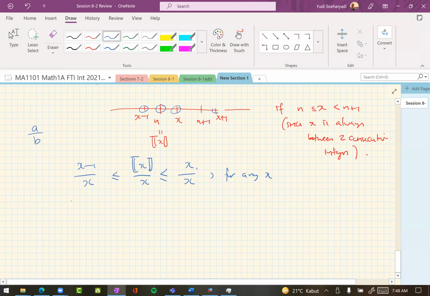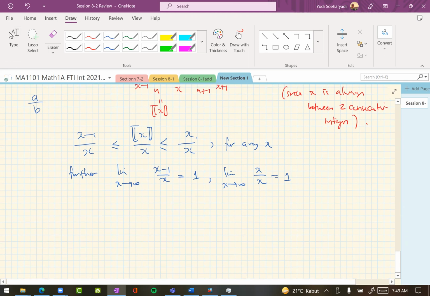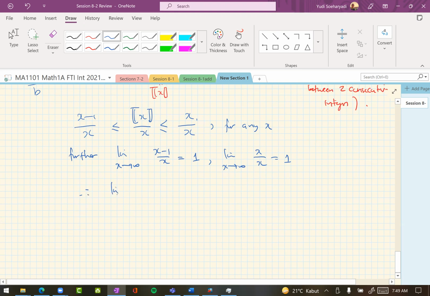Further, if you compute this limit, because they are the same power, it's just the ratio of the coefficients. That's 1. And this limit, the upper one, too. Okay, so you have this squeezing thing. So the limit, by squeeze. The key here is to find the lower and the upper bound.